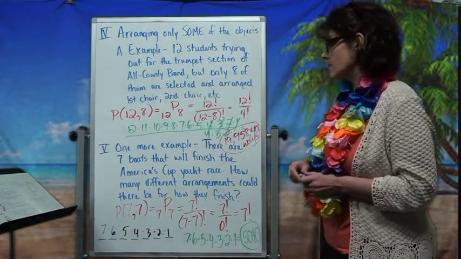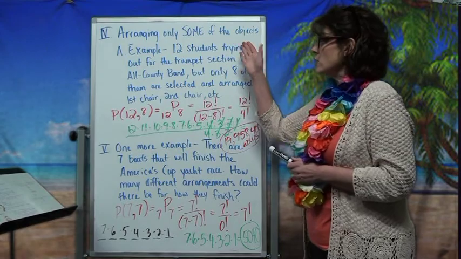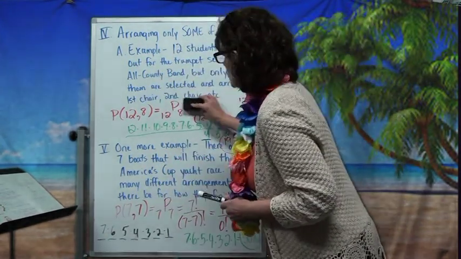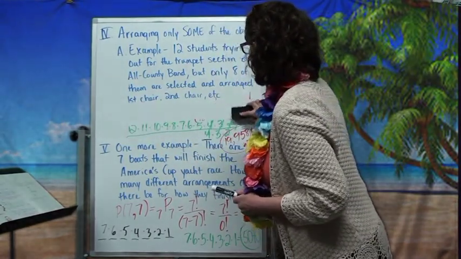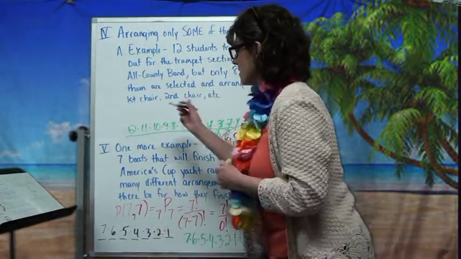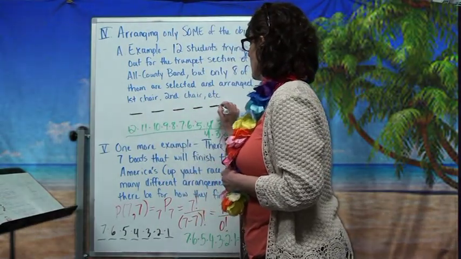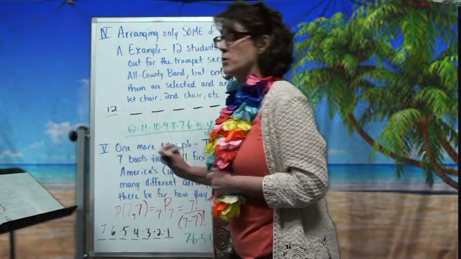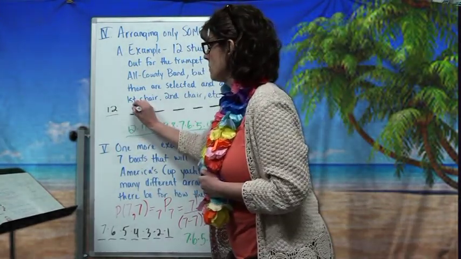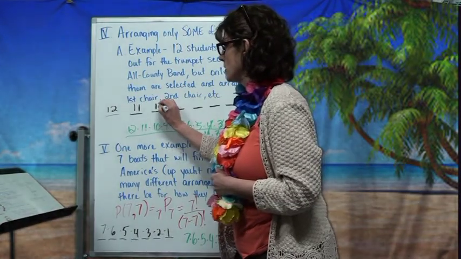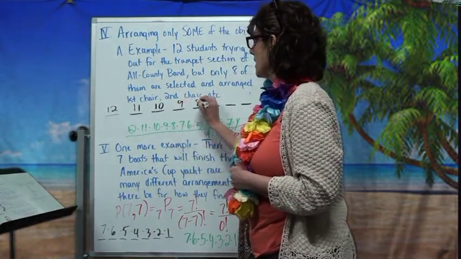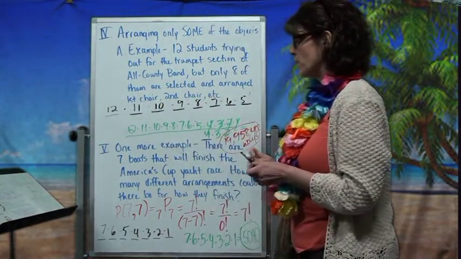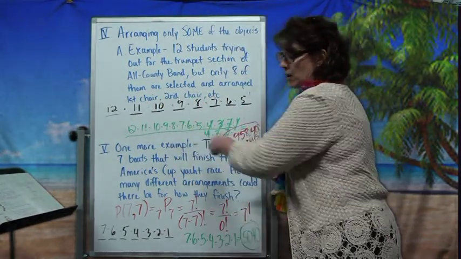Similarly in this example, when I say I've got 12 students but I'm only selecting 8, that means I have 8 slots to fill. So I say 1, 2, 3, 4, 5, 6, 7, and 8 like this. In that first slot, I've got 12 people to choose from. Once that person is chosen, I'm down to 11. Once that person is chosen, I'm down to 10. And then I'm down to 9, 8, 7, 6, 5. Multiply all those numbers together. That's your fundamental counting principle, but notice that's exactly what happened here.